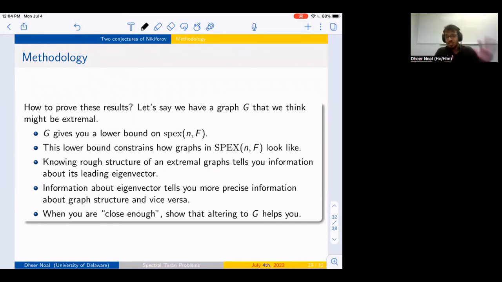Once you have a rough structure of what the extremal graph should look like, you can get information for the leading eigenvector, for the Perron eigenvector. Once you get information on the Perron vector, then you can go back and improve your estimations for the structure of the graph. And then that in turn would again give you more precise information for the Perron vector. And you can just keep going between the third bullet point and the fourth bullet point, until you're close enough to your guess graph that you can show that just altering to your guess graph is just going to help you.